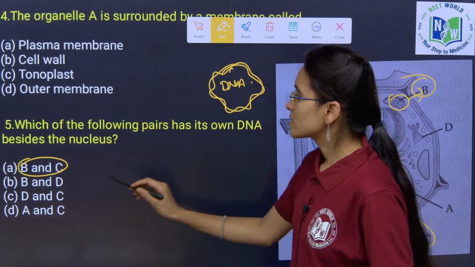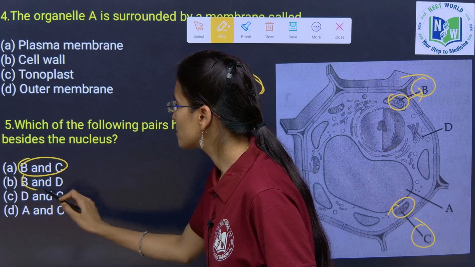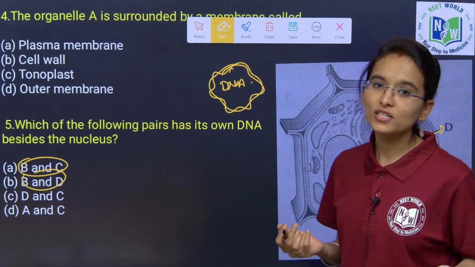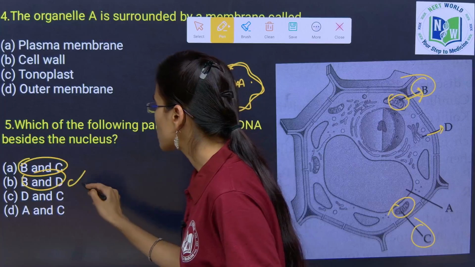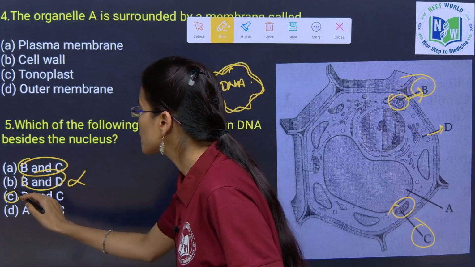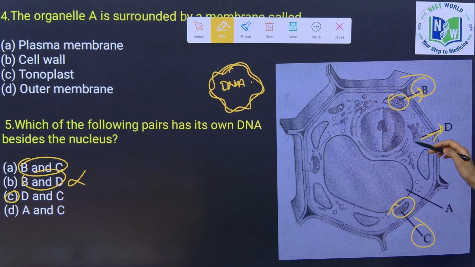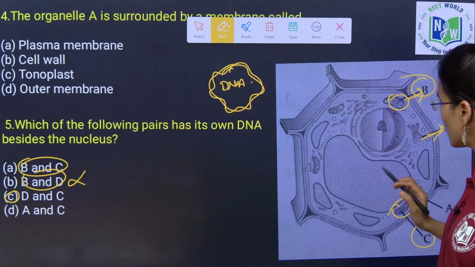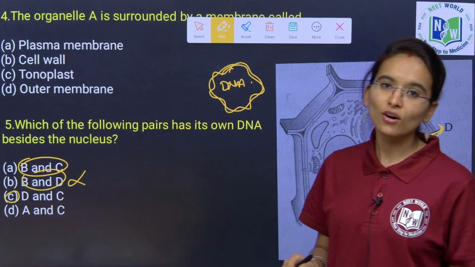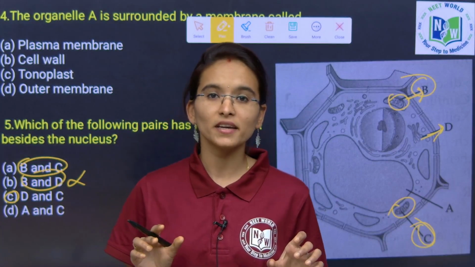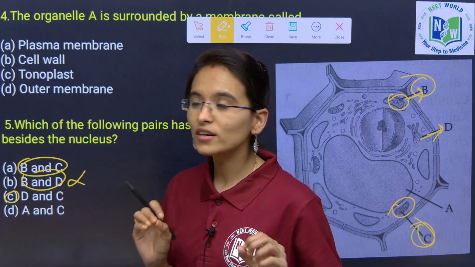Yes, next option B is B and D. B is chloroplast, it is correct, but D is Golgi body. Golgi body is not going to have its own DNA, so this option is wrong. Next, coming towards the option D and C. What is D here? Golgi body, it is not going to have its own DNA, and coming towards C, mitochondria is going to have its own DNA, but here we have to mention a correct pair which is going to contain their own DNA.